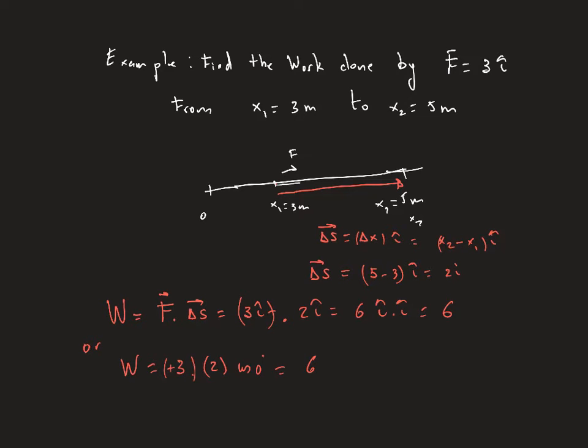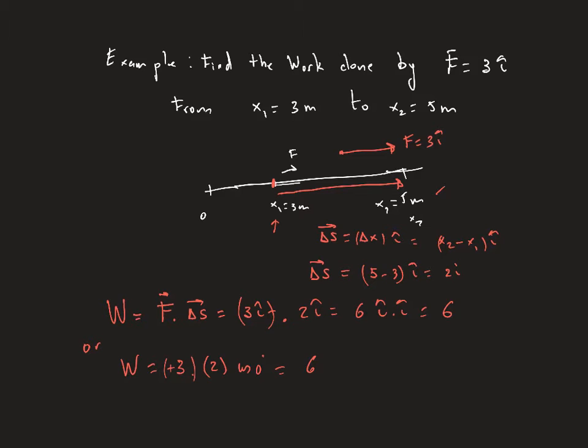Okay, one possible example will be like this. Find the work done by a force. Let's say that the force is 3i, so it's a force pointing to the right. This is the force F equals 3i. And we want to calculate the work done by the force to displace an object from x1 equal 3 meters to x2 equal 5 meters.